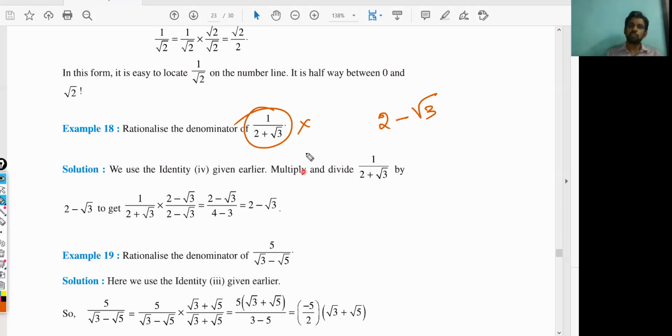Fine. So if it is given as 3 root 3 plus 2, I'll take the conjugate as minus root 3 plus 2. Right? I will not write it as 2 root 3 minus 2. Fine.